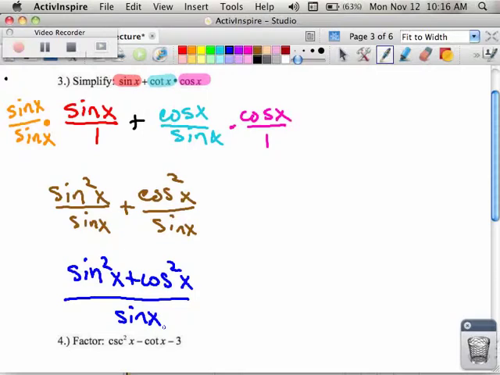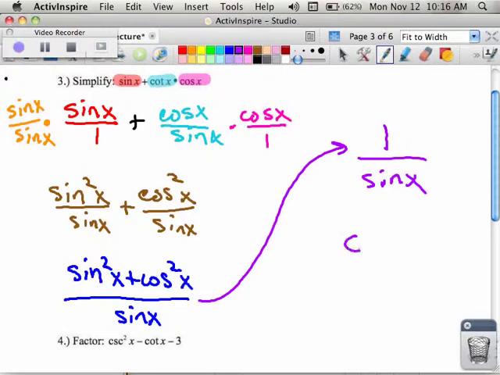So the numerator, if you were to simplify it, turns out to be 1. And that's it, because sine squared plus cosine squared equals 1. On the bottom you have the sine. And we all know that 1 over the sine is really the same thing as cosecant. So all that mumbo-jumbo in the red, light blue, and pink turned out to just be the cosecant.